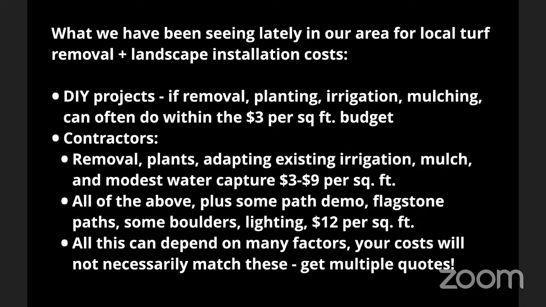And so in terms of cost, here's what we've been seeing lately in our area for local projects, either a front yard or a backyard, that include removing the turf and installing a new landscape, which usually includes turf removal, plants, mulch, and something simple like a dry stream bed, as well as not necessarily doing the whole irrigation system from scratch, but capping off most of the sprinklers and maybe using the pipe underground and converting to drip irrigation that's going to be run through the landscape, for example. Do-it-yourself projects, if you're doing the removal, planting, irrigation, and mulching, you can often do that within that $3 per square foot local rebate budget, maybe even a little bit less, depending on what you're taking on.